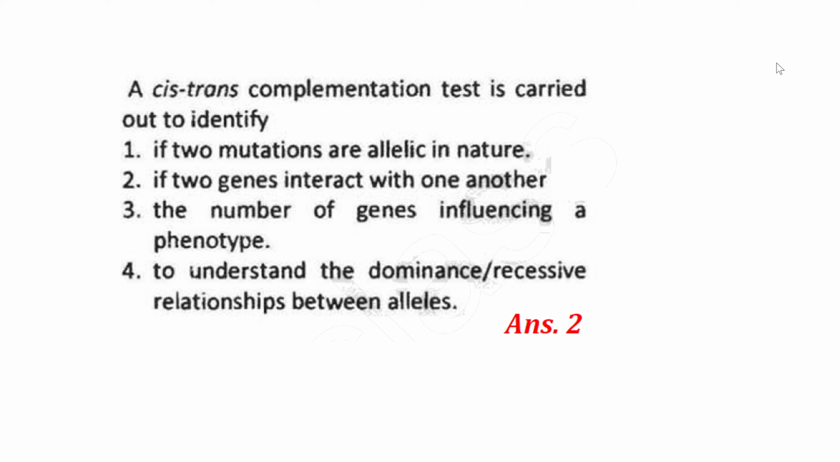Next, the cis-trans complementation test is carried out to identify: option 1, if two mutations are allelic in nature; option 2, if two genes interact with one another; option 3, the number of genes influencing a phenotype; option 4, to understand the dominance and recessive relationship between alleles. The right answer will be option 2, if two genes interact with one another.